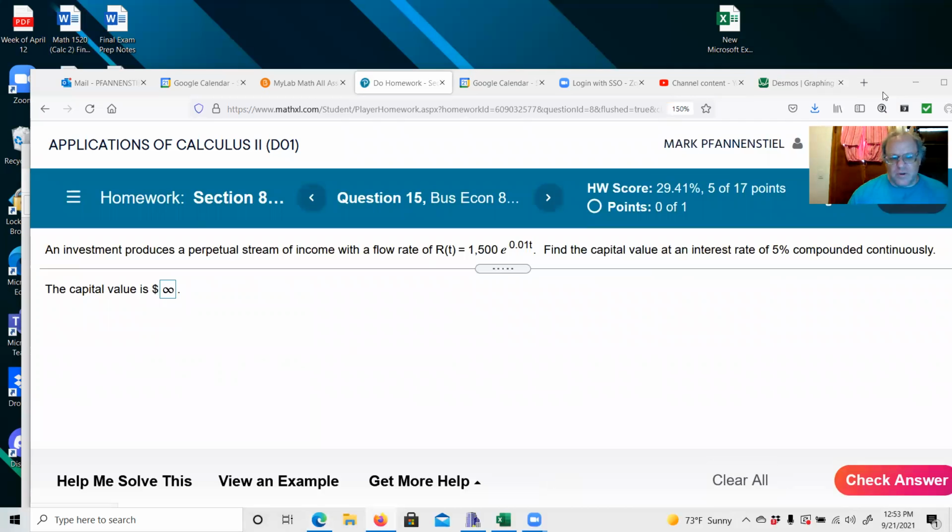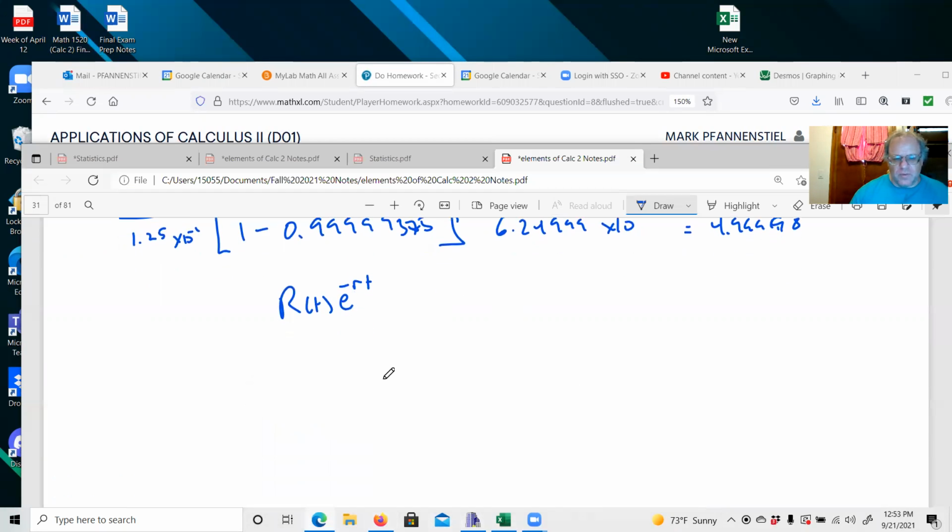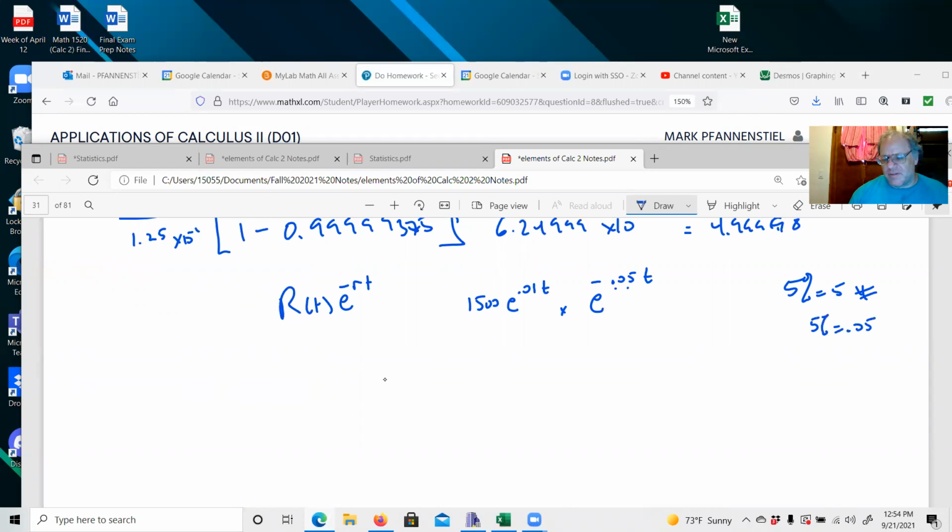All right, so 1500 e to the 0.01 t. And let's have a look at what's going on here. This is 1500 e to the 0.01 t times e to the negative RT, so it's 0.05. That's our interest rate times t. Okay, be careful. Don't use 5% as 5. That's not the way it works. Okay, 5% is 0.05.